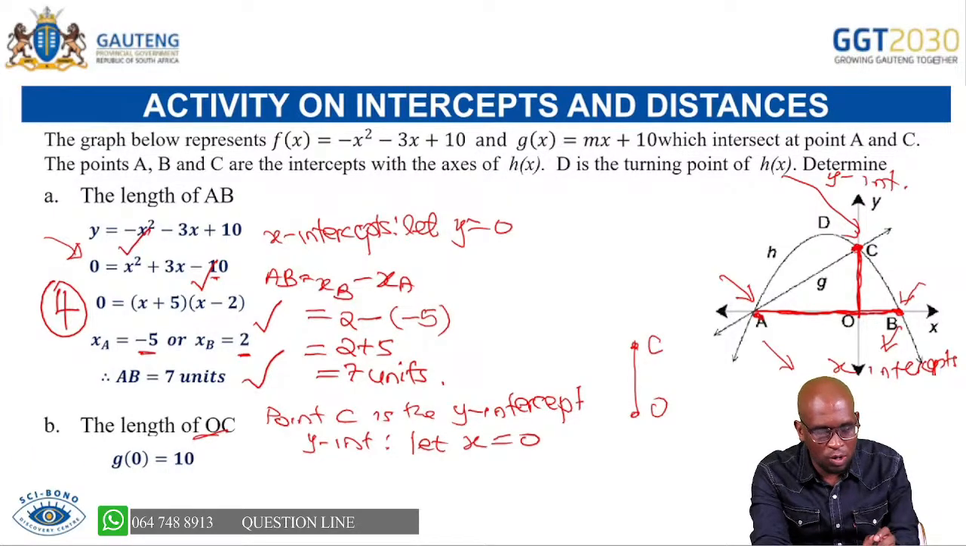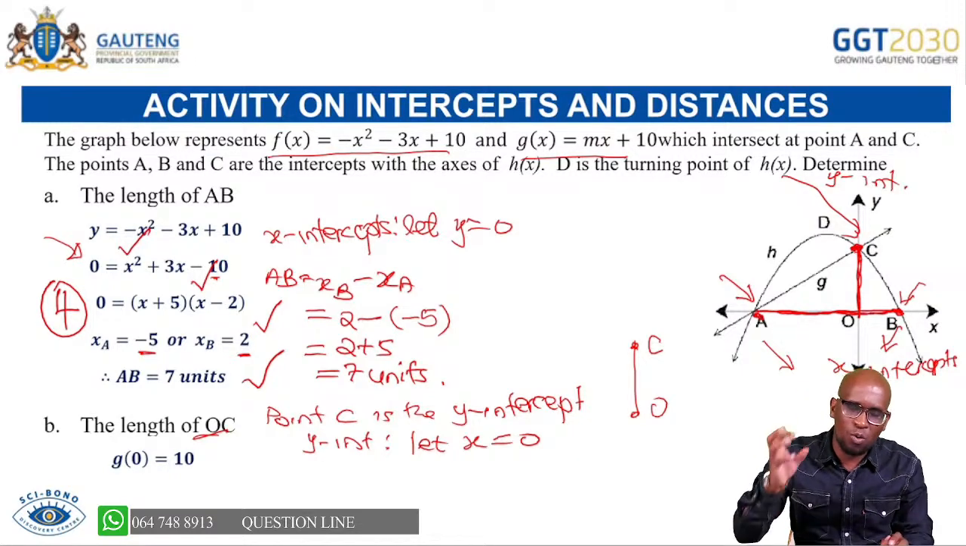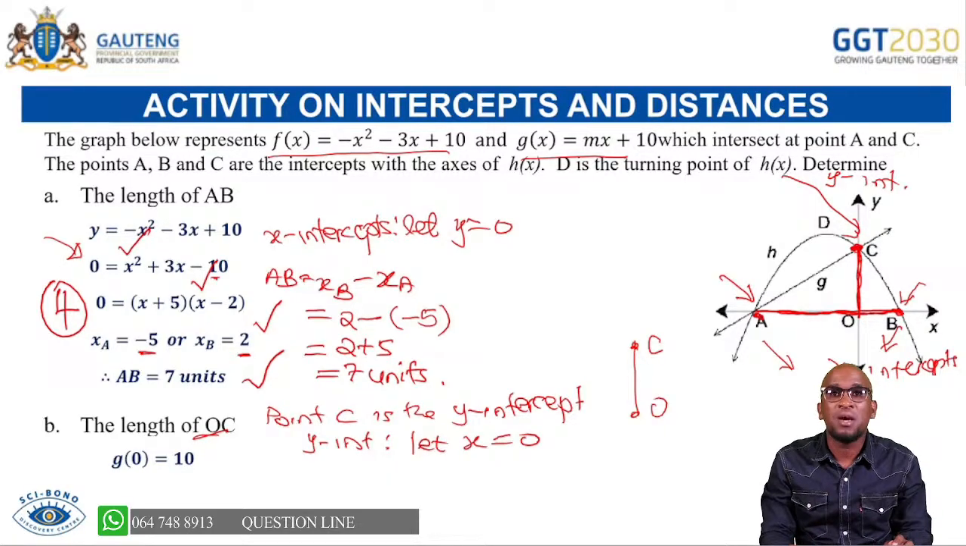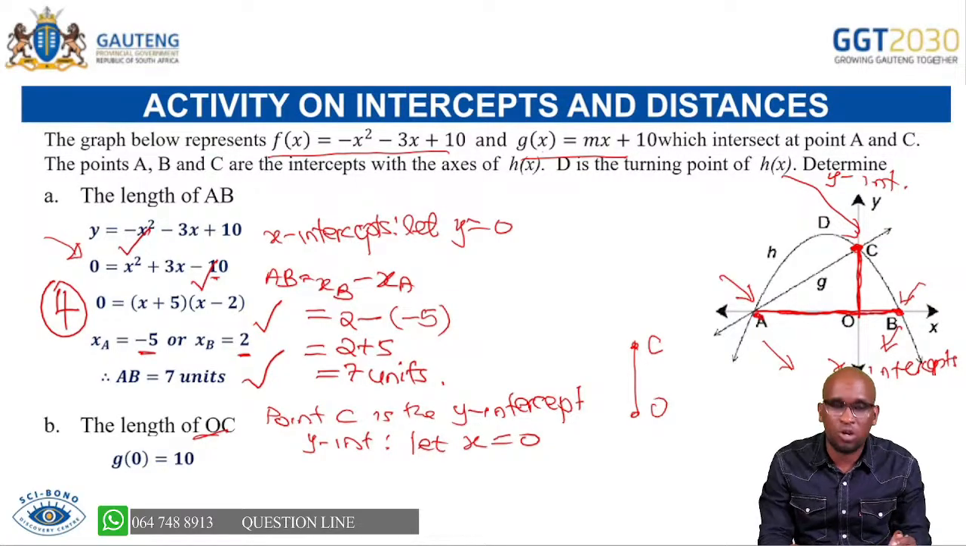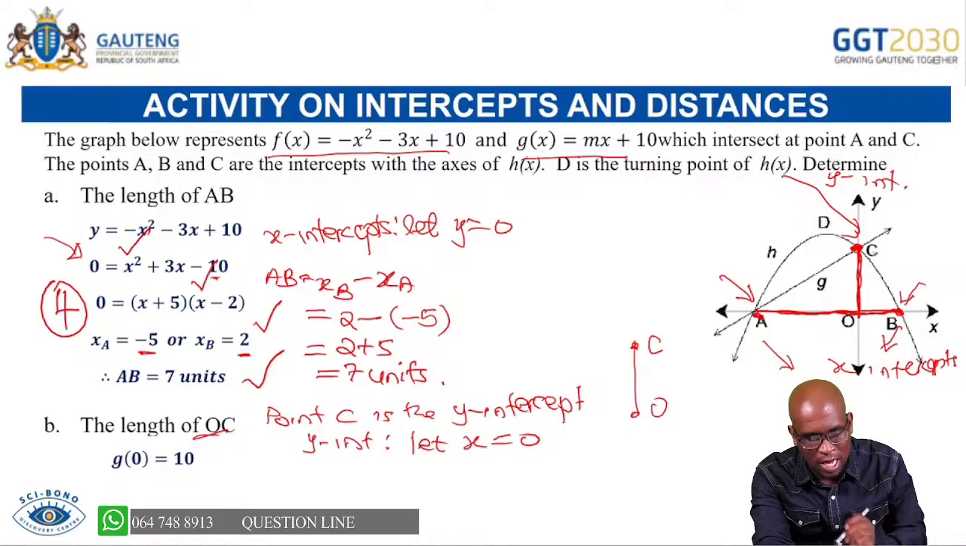We can actually let y be equal to 0 in any of these equations, because point C is the common y-intercept. It is the y-intercept for the straight line and also for the parabola. So I can substitute in any of the two. In this case, I chose to substitute 0 on G. So I get that y is equal to 10 there.